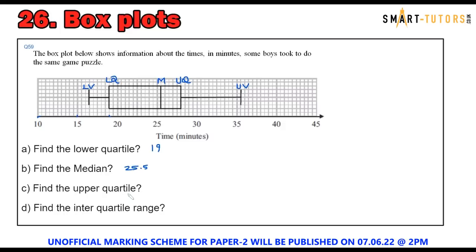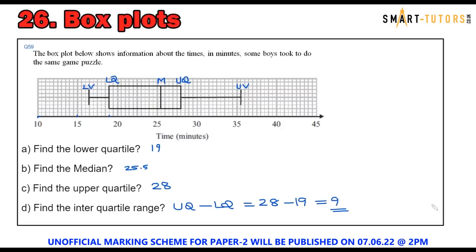And find the upper quartile. The upper quartile is after 25, 2 boxes, 26, 27, 28. Now find the interquartile range. Interquartile range means UQ, upper quartile, minus LQ. Upper quartile is 28 minus 19. The answer is 9, that is the correct answer, right?